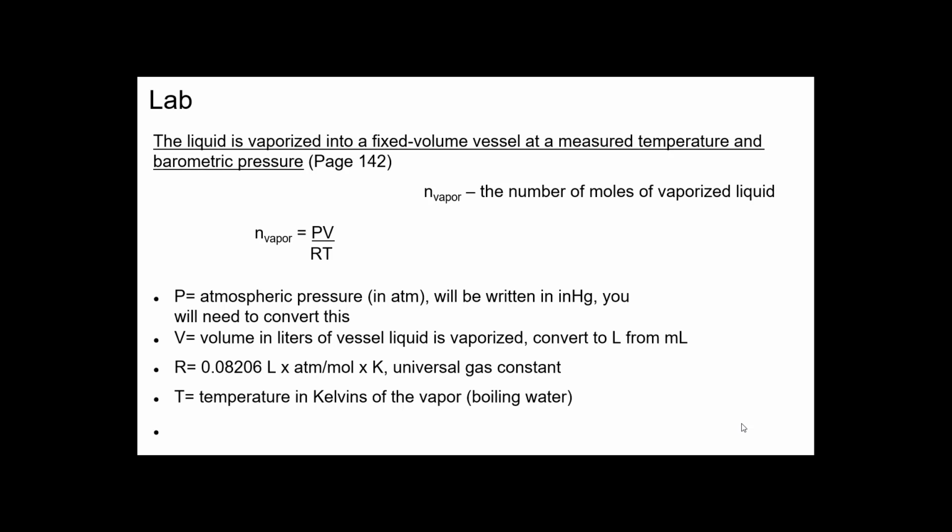So basically, you are going to determine through the experimental conditions the pressure, the volume, you already know what the gas constant is, and the temperature of the boiling water. So once you determine all of those, you're going to plug it in and determine the molar mass of your unknown.